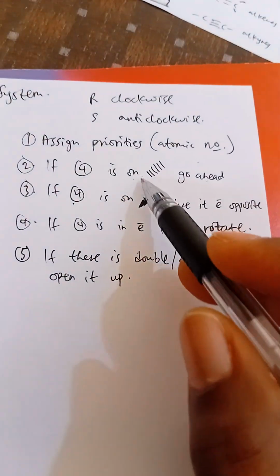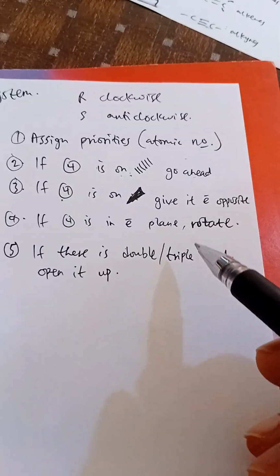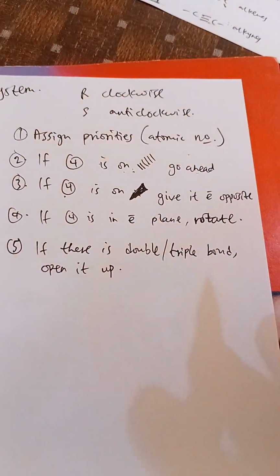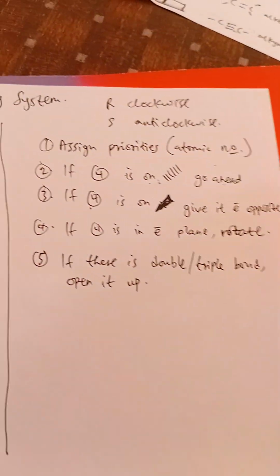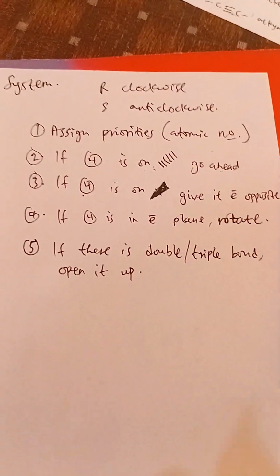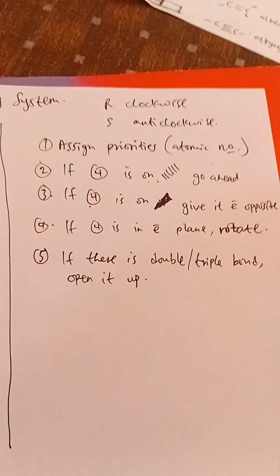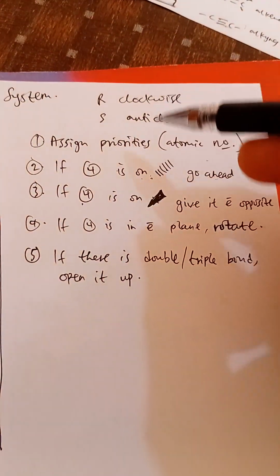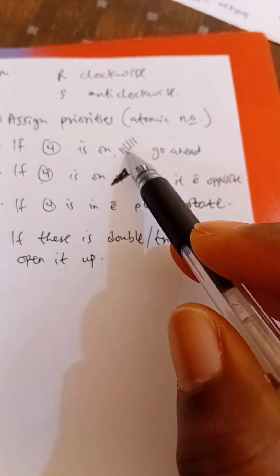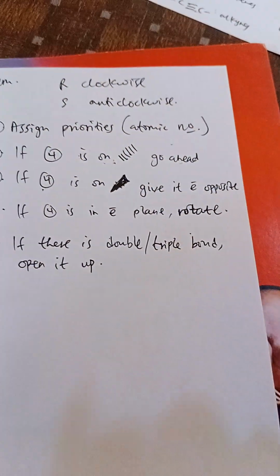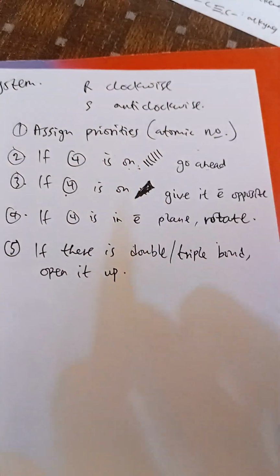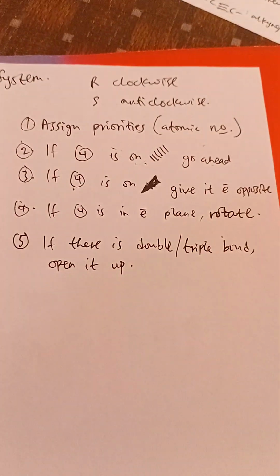So if you are following this alone without checking to see whether you can do rotations or not, you may sometimes get it wrong. So one thing is that if you always do rotations and make sure your number 4 is on the broken wedge, you're always going to get it correct. Or you just follow these simple rules. Your number 4 is on broken wedge, go ahead. It's on solid wedge, give it the opposite name. It's in the plane, rotate and put it on the broken wedge. It's as simple as that.